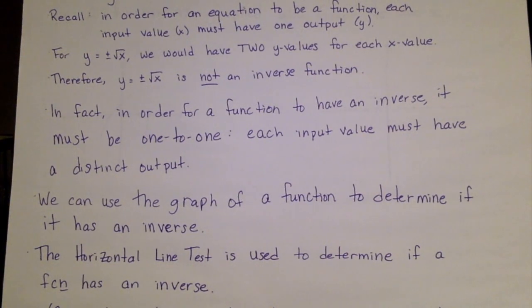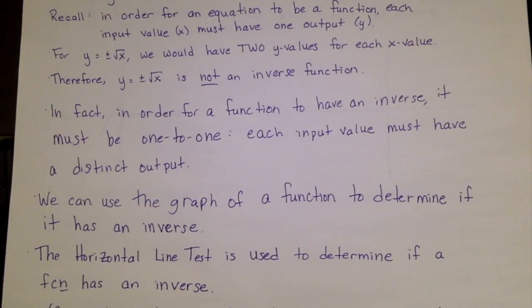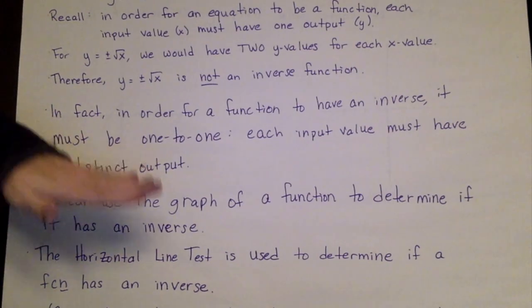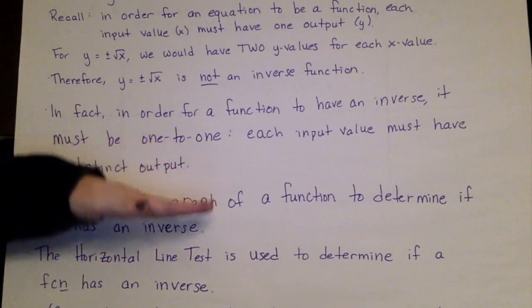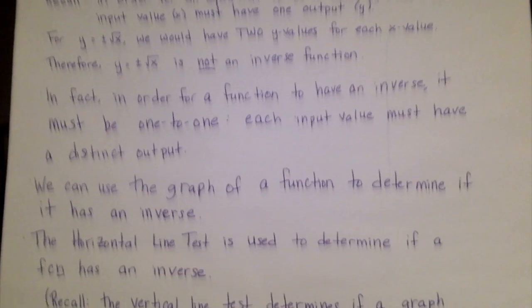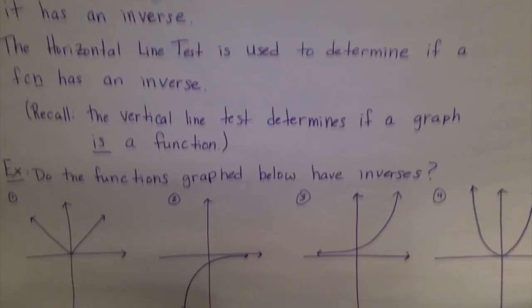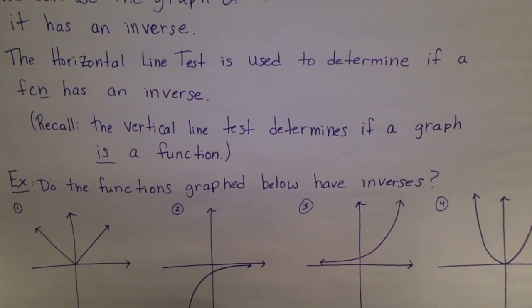We can use the graph of a function to determine if it has an inverse. To do this, we use something called the horizontal line test. This is very similar to the vertical line test, only now it's a horizontal line, so it's going this direction. Recall, the vertical line test determines if a graph is a function. Okay, so we'll look at some graphs down here. I think we can see that okay. All right, so we're going to determine if the functions graphed below have inverses.